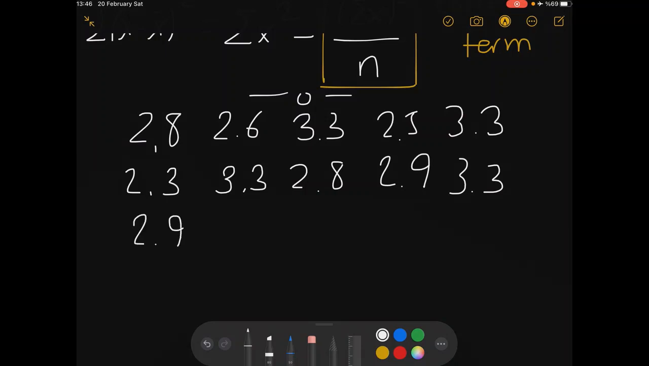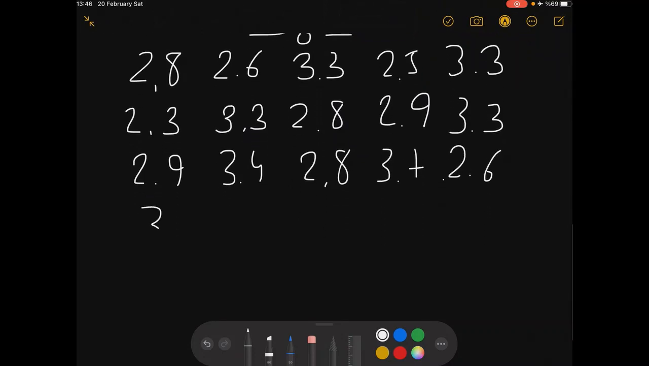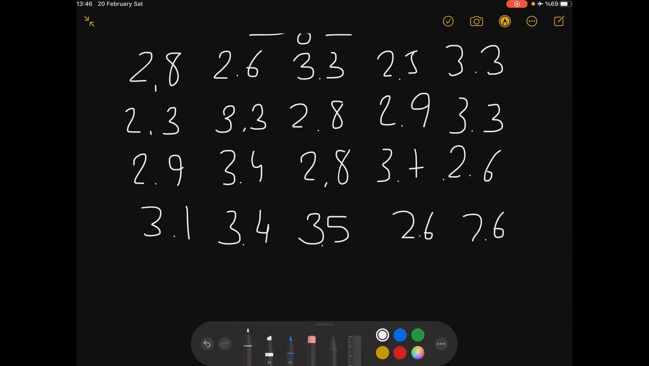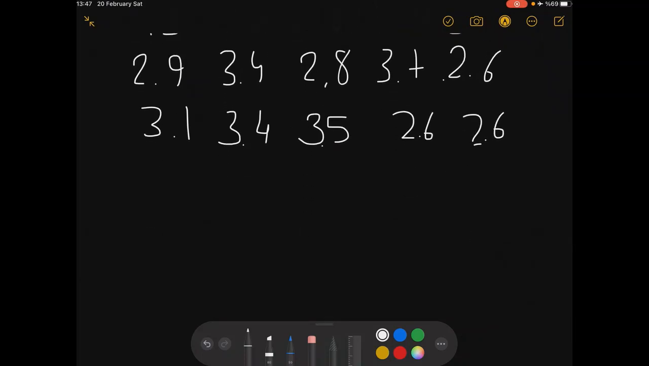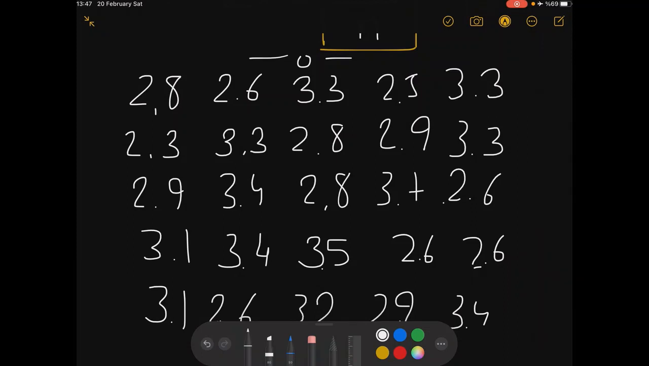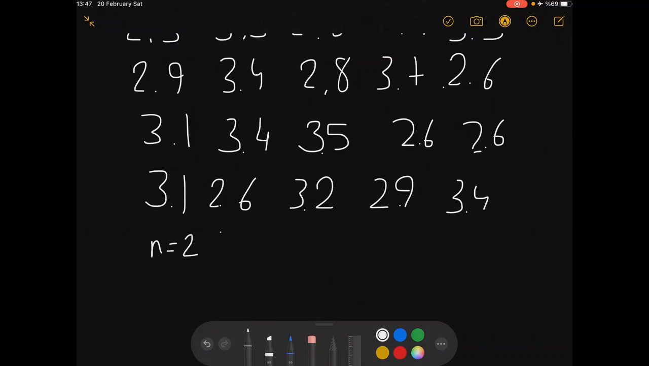2.9 again, and 3.4, 2.8, 3.7, 0.6, 3.1, 3.4, 5.8. Okay, and you have what? 3.1, 2.6, 2.9, and finally this one. Okay, how many babies do we have here? Since it is 5 times 5, we have 25 babies here.